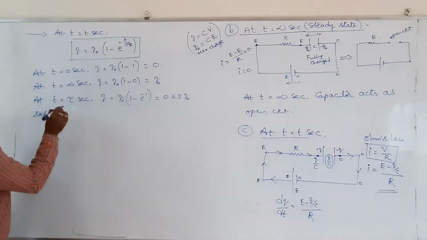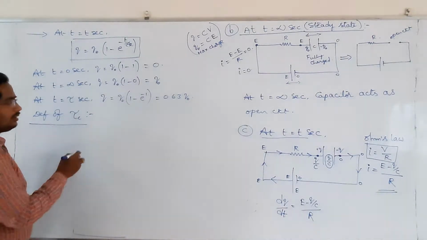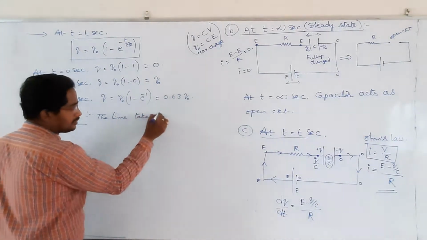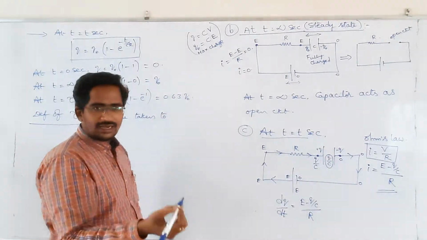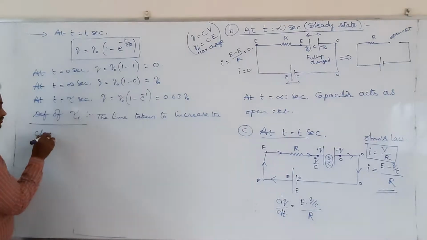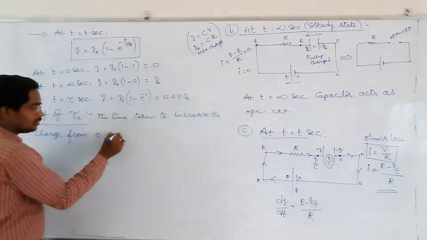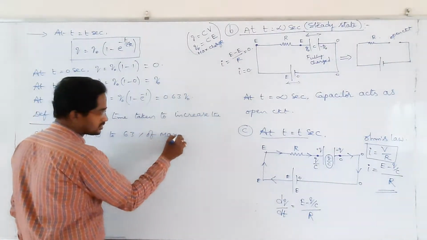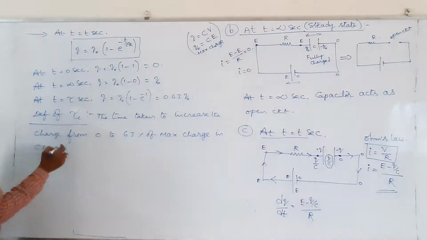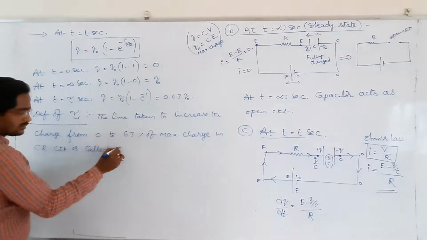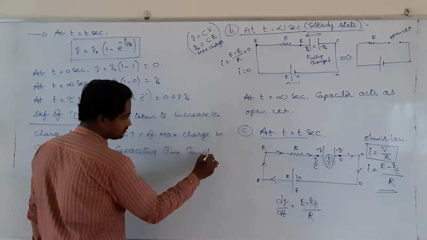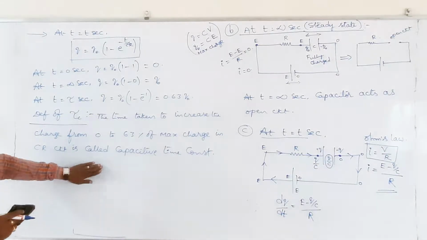Definition of tau c: the time taken to increase the charge from 0 to 63% of the maximum charge in CR circuits is called the capacitive time constant. That is the definition of the capacitive time constant.